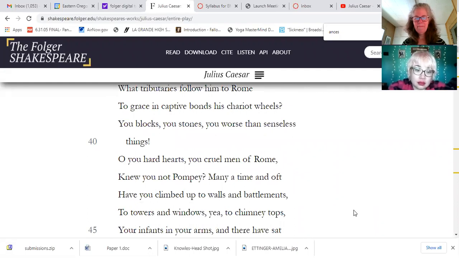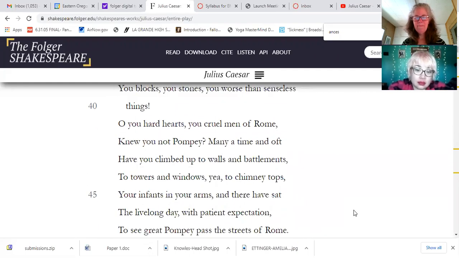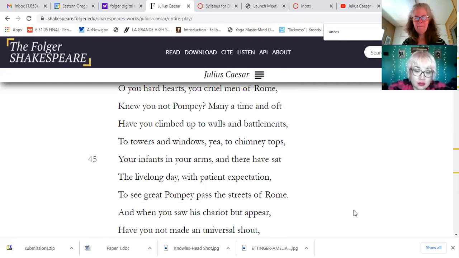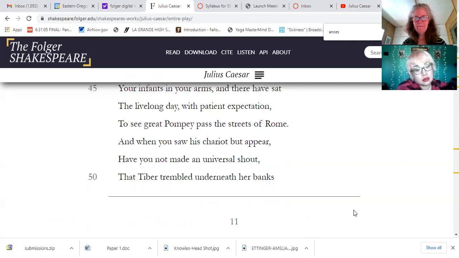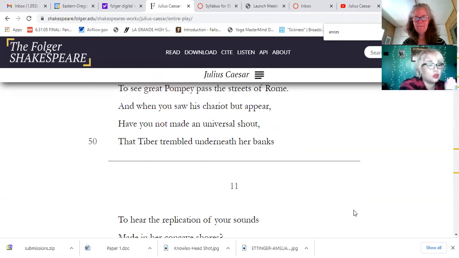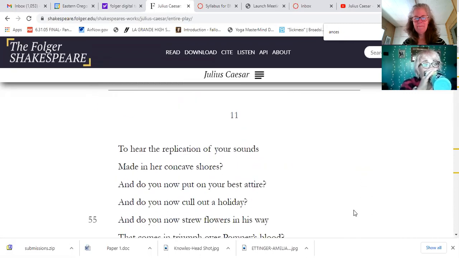Knew you not, Pompey? Many a time and oft have you climbed to walls and battlements, to towers and windows, yea, to chimney tops, your infants in your arms, and there have sat the livelong day, with patient expectation, to see great Pompey pass the streets of Rome. And when you saw his chariot but appear, have you not made a universal shout? That Tiber trembled underneath her banks, to hear the replication of your sounds, made in her concave shores.